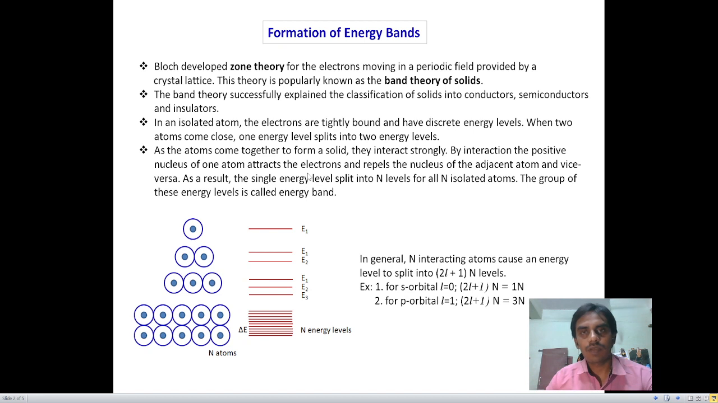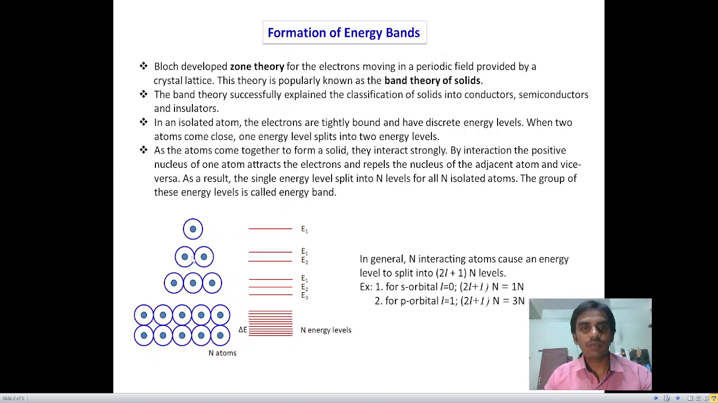Today's topic is formation of energy bands in solids. Bloch developed the zone theory, according to which electrons move in a periodic field provided by a crystal lattice. This theory, also known as the band theory of solids, successfully explains the classification of solids into conductors, semiconductors, and insulators. In an isolated atom, the electrons are tightly bound and have discrete energy levels.